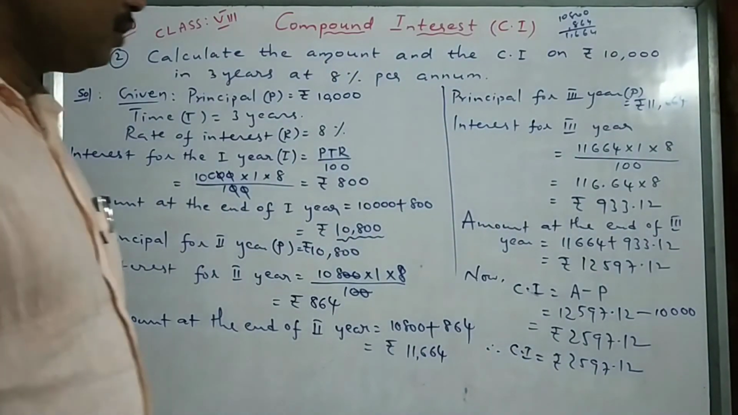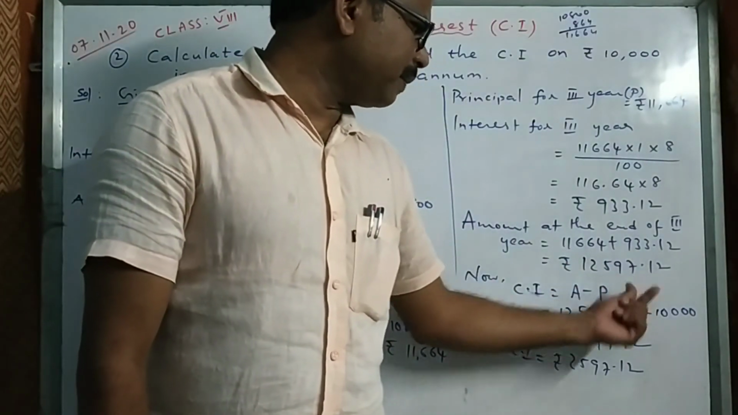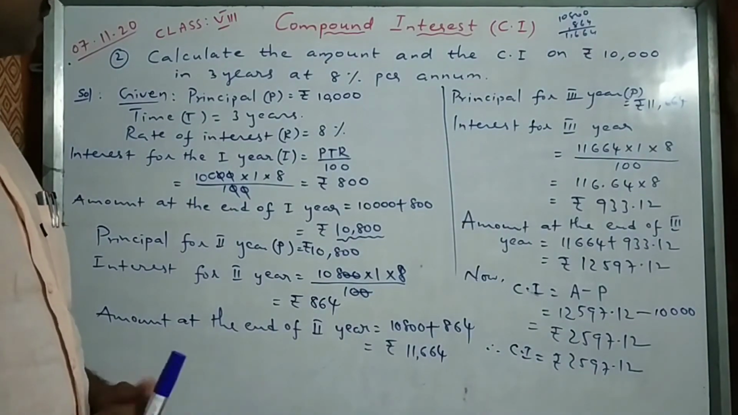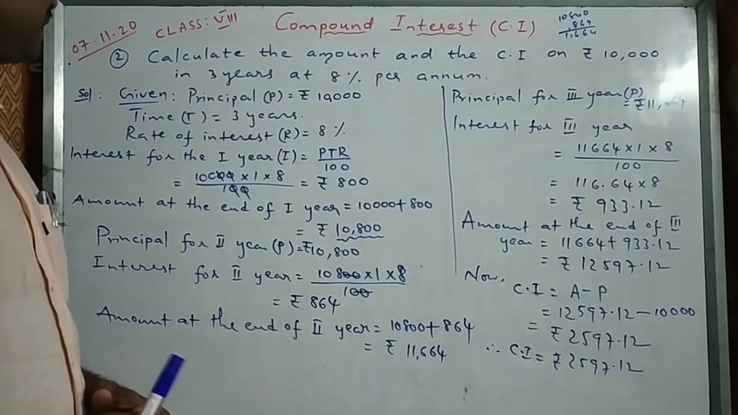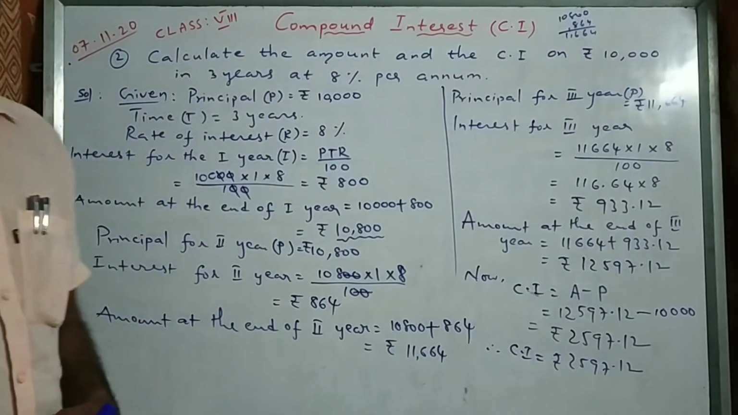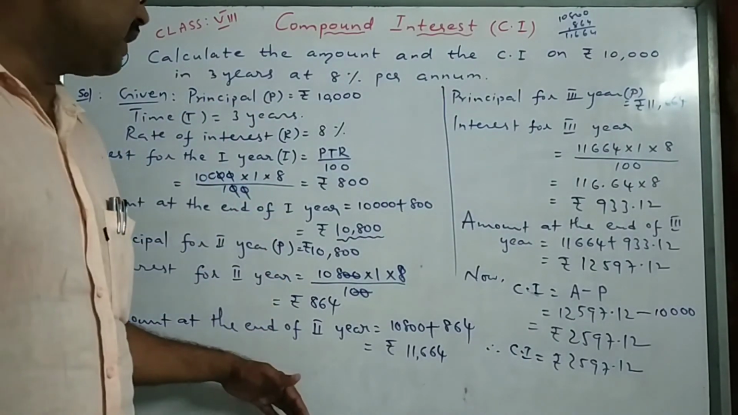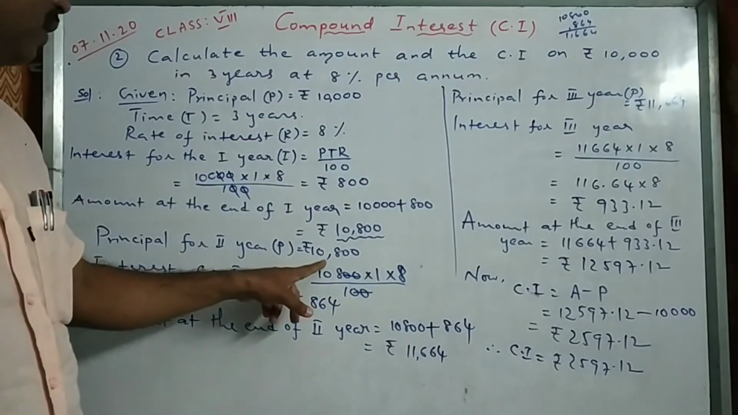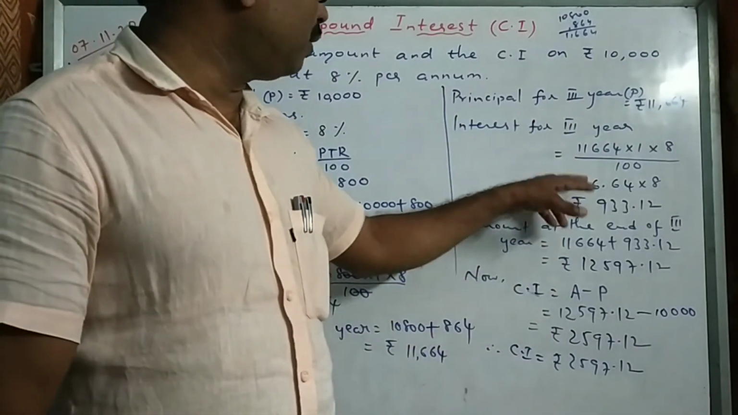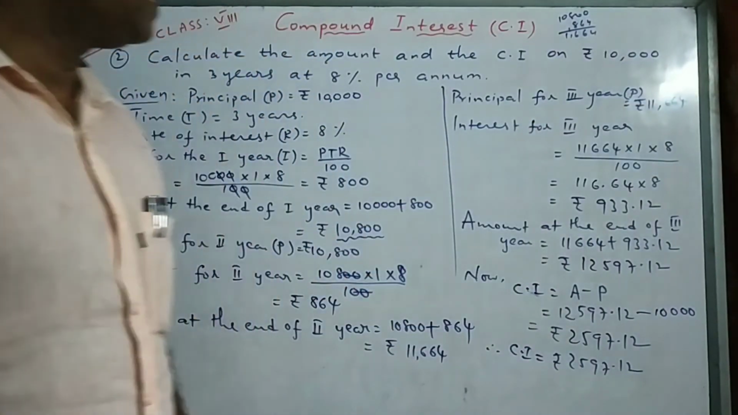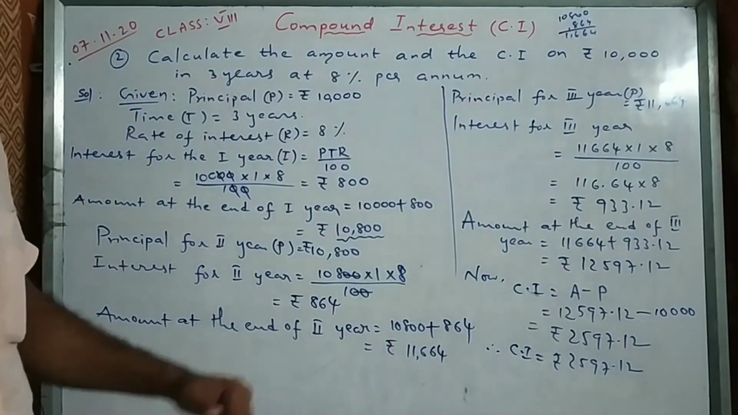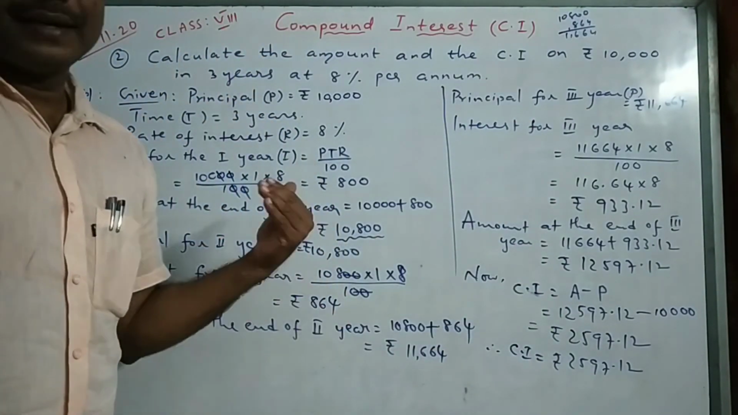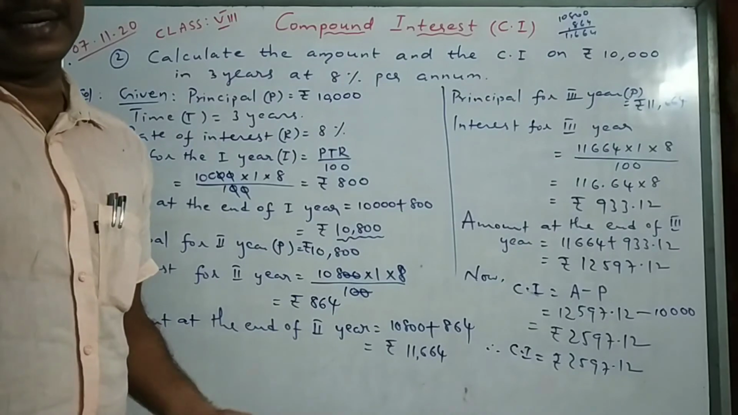Suppose if it is continued for fourth year, this amount becomes principal for the fourth year. So what is the difference? I told you, you might have understood. In simple interest, principal amount remains same throughout the period, but in compound interest, it goes on increasing. See, principal amount here 10,000, here 10,800, here 11,664. Interest will be calculated on the principal only. So we will get more profit in compound interest than simple interest. Okay.